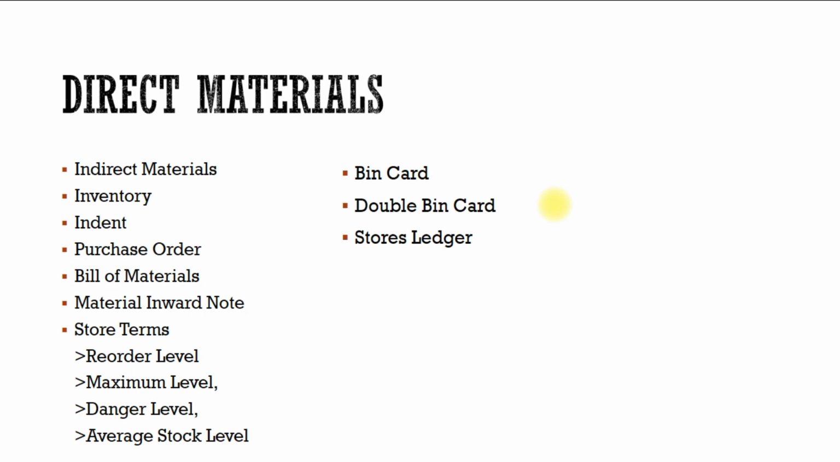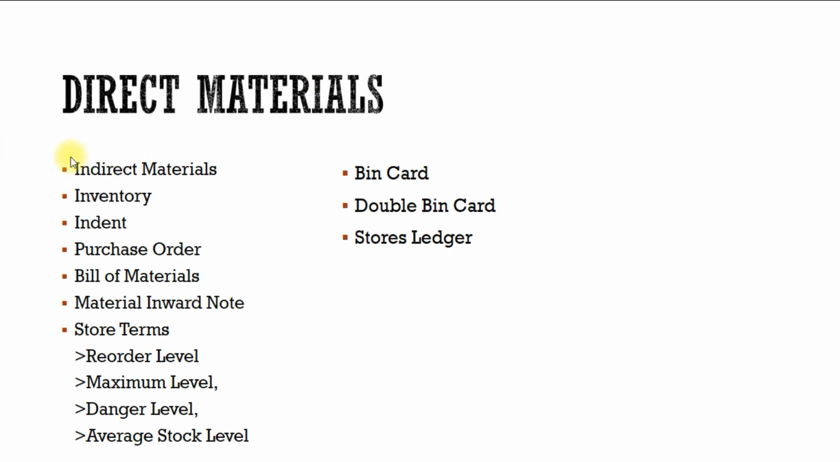Indirect materials are those materials which cannot be traced to a product in the production process. Examples are fuel, oil, waste, and also nails used in furniture. So that is what indirect materials are. These terms are actually really connected to direct materials. We will be explaining each of them in the list.